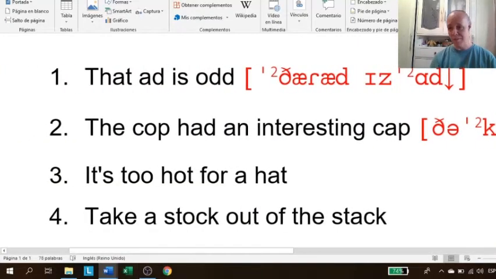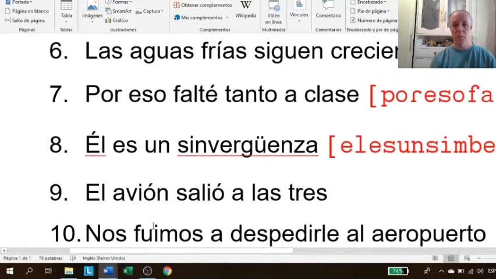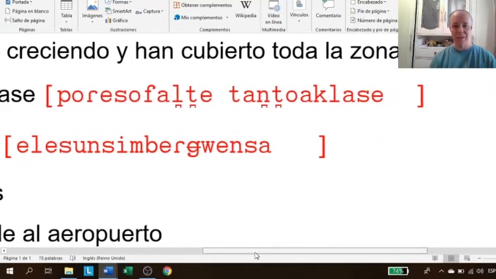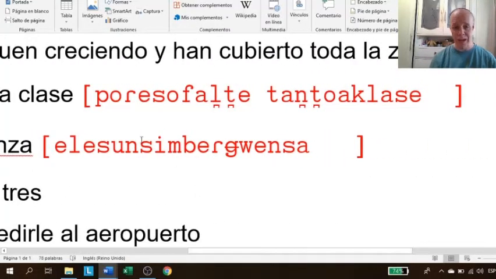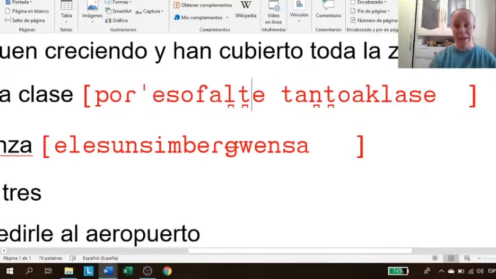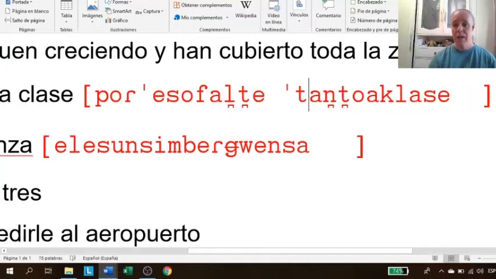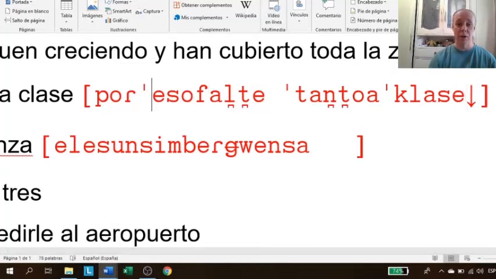Let's see the Spanish version. Por eso falté tanto a clase. Por eso, I will write the stress mark in eso. And then falté tanto. I will write the stress mark there. Tanto. And then a clase. And the sentence finishes there. I need to mark it with a juncture. Very good. Now I need to write the tone marks.